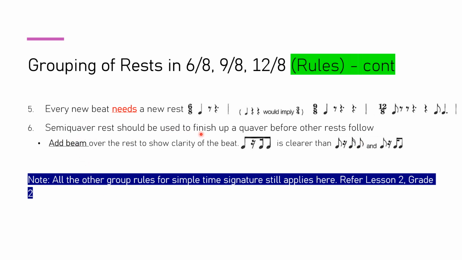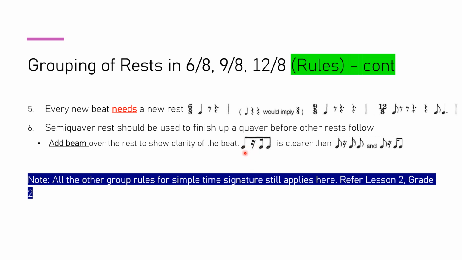Semiquaver rests should be used to finish up a quaver before other rests follow. Also, you can add beams over the rest to show clarity. So when you have a note, for example, you can bring in semiquavers if you find that the semiquaver will help you to complete the note to make a dotted crotchet.